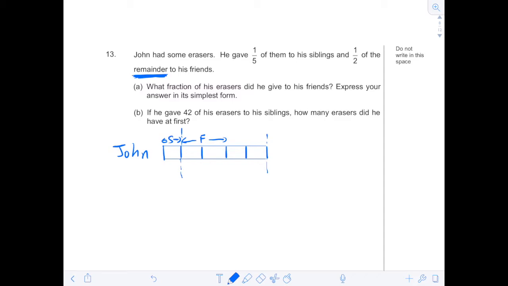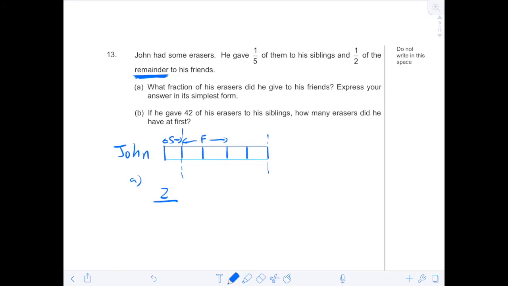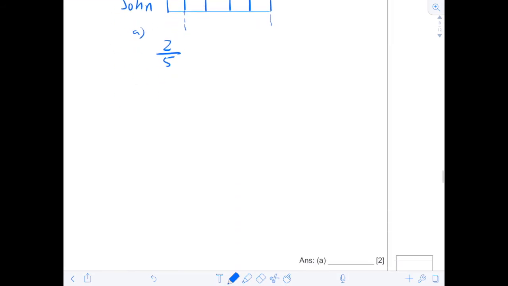What fractions of his erasers did he give to his friends? So when you say what fraction of his erasers, it means you are looking at his friends compared to the entire model. It's not comparing to the remainder anymore. So here, straightforwardly, there are 2 units here, and a total of 5 units. So the answer for A should be 2/5.